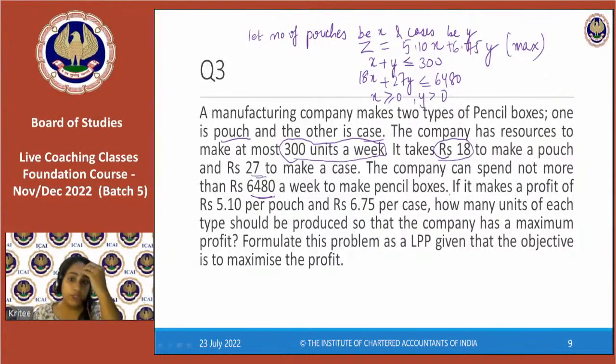Should I leave this as, you can solve now, or you still want me to solve this? Because I want you people also to give it a try. It is absolutely similar to what we have already done in the last question.